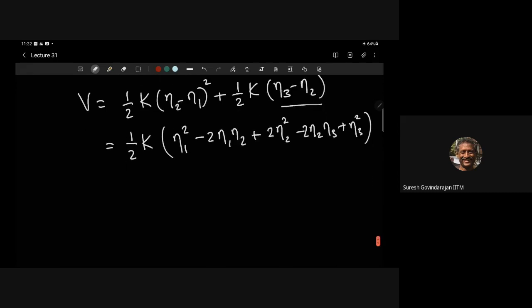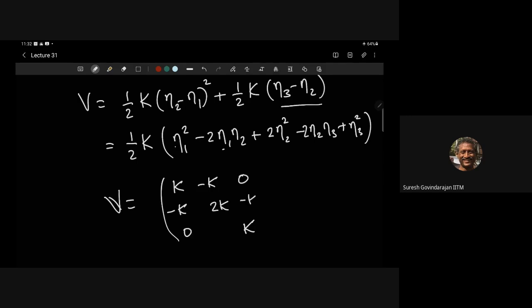Okay, so we have to extract the matrix V now. First let's look at the diagonal terms. Eta 1 square comes with 1, half is in the definition is gone, so it becomes k, this becomes 2k, and this becomes k. Off diagonal, eta 1, eta 2, that will give us minus k, minus k. Think about it, this 2 will go away. There's nothing between eta 3, eta 1, so these are zeros.